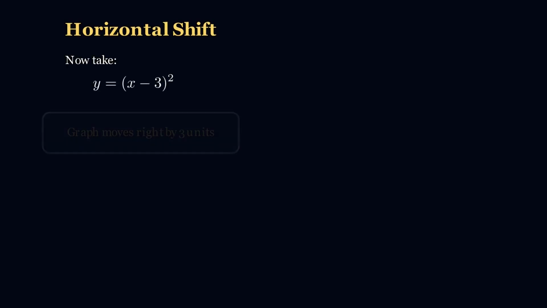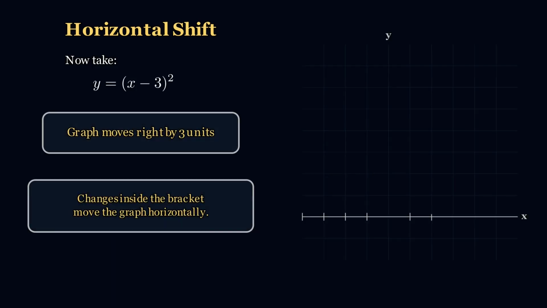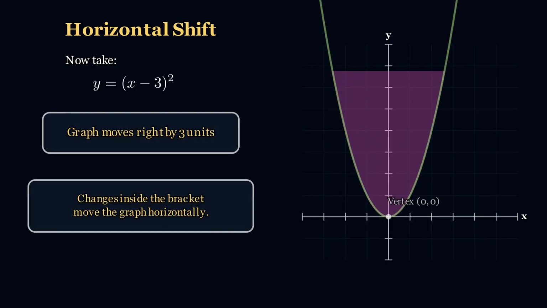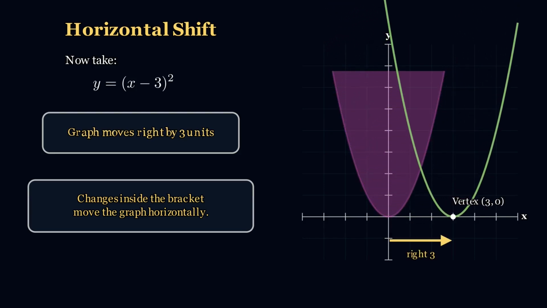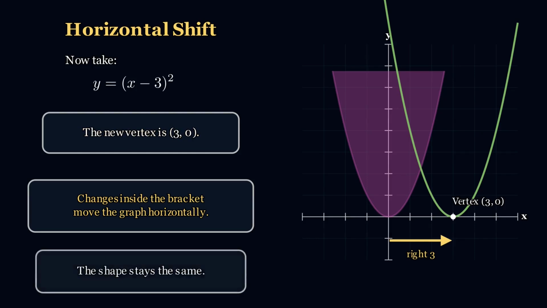Now take y = (x − 3)². The graph moves right by 3 units. Changes inside the bracket move the graph horizontally.